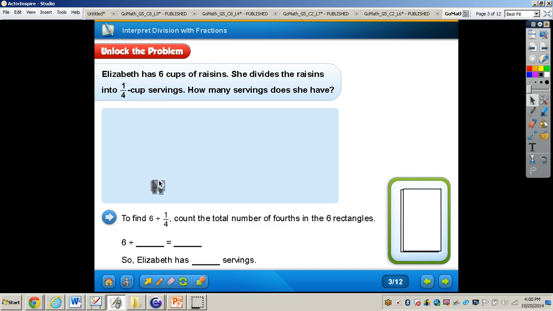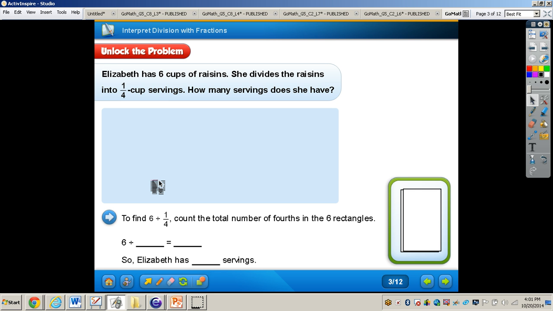Okay, we are now going to take a look at the problem on page 357. It says Elizabeth has 6 cups of raisins. She divides the raisins into 1/4 cup servings. How many servings does she have? Now it says you can use diagrams, equations, and story problems to represent division. Okay, so first of all, a couple questions that we want to answer. How many 1/4 cups are in 1 cup? Okay, and we know that there are 4 1/4 cups. And I want you to write it right up there on that green box on page 357. And then how many cups does Elizabeth have? All right, so we know that she has 6 cups.